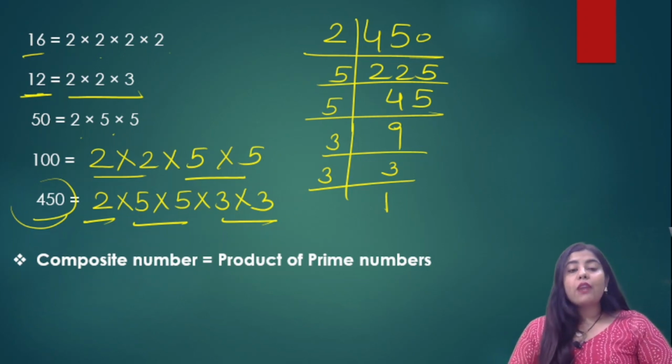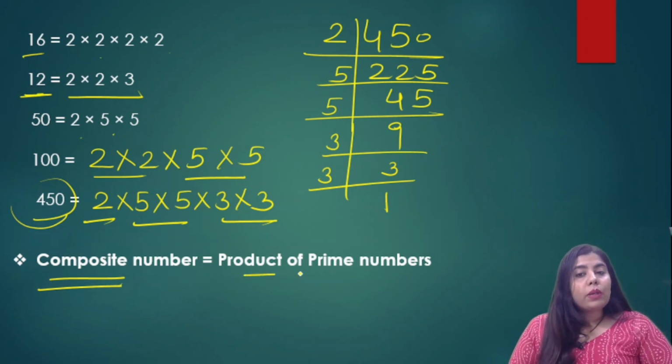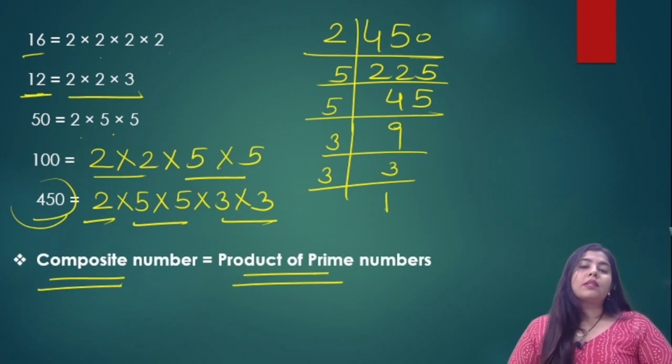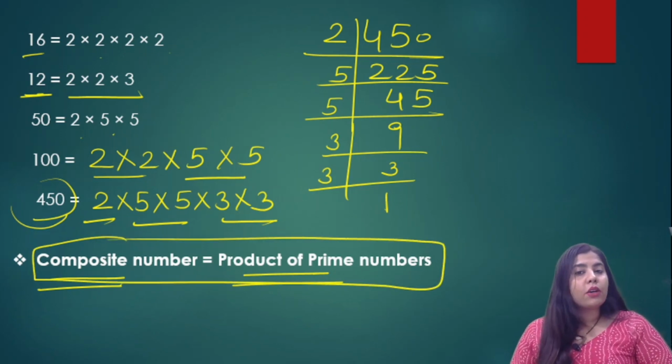Clear? And from this theorem, we get one thing, that a composite number is equal to a product of prime numbers. This is just the same thing we are using in the fundamental theorem of arithmetic. Clear?